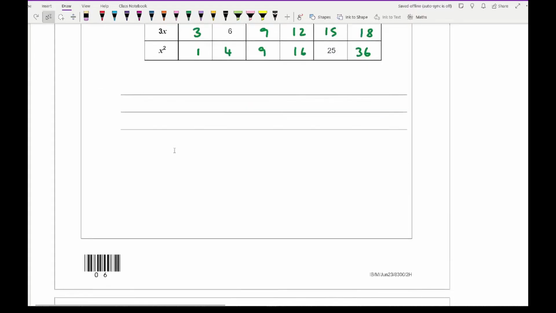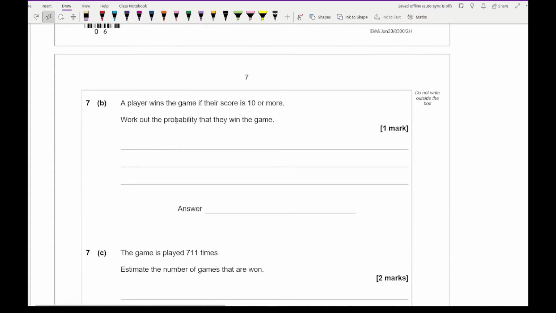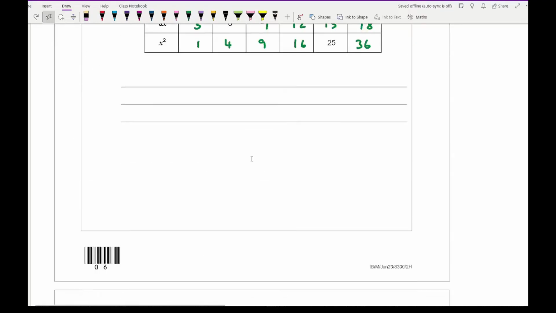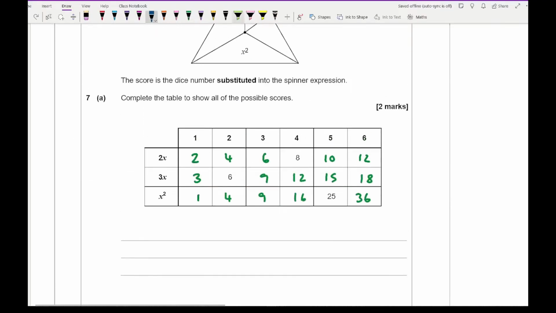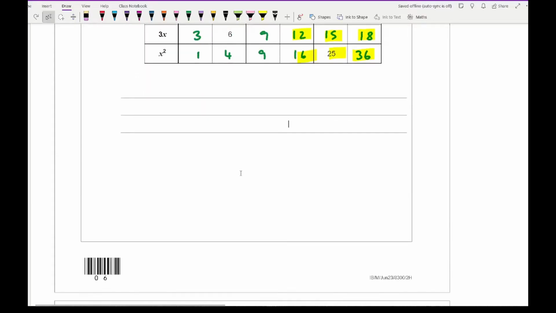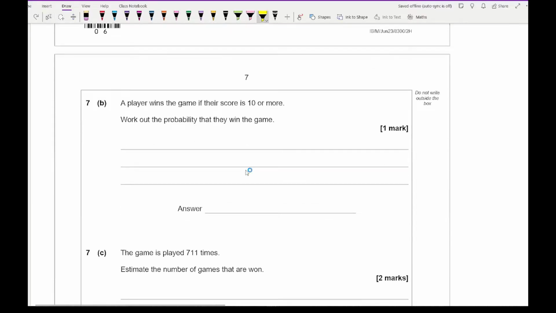Then moving on to 7b, it says the player wins the game if their score is 10 or more. Work out the probability that they win the game. So going back to our potential scores, what I'm going to do is just highlight all the numbers that are 10 or more. And we can see we've got 8 opportunities of winning out of 18. So it's going to be 8 over 18, which simplifies to give me an answer of 4 over 9.